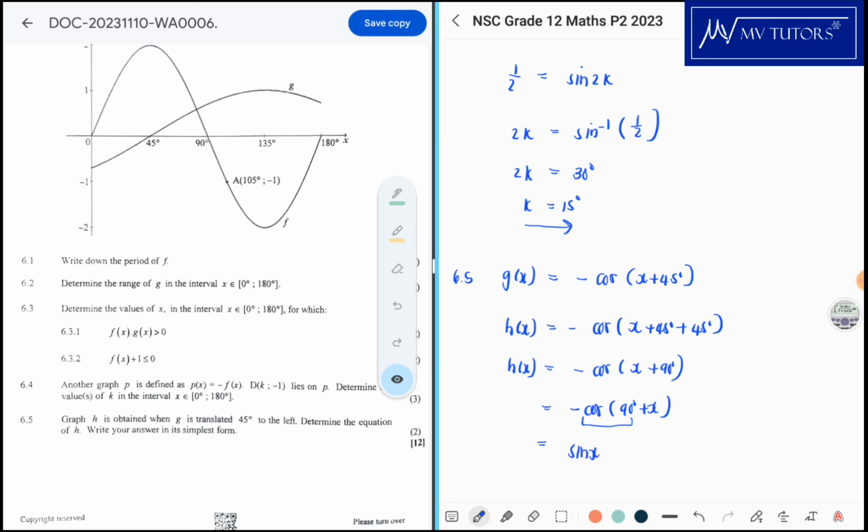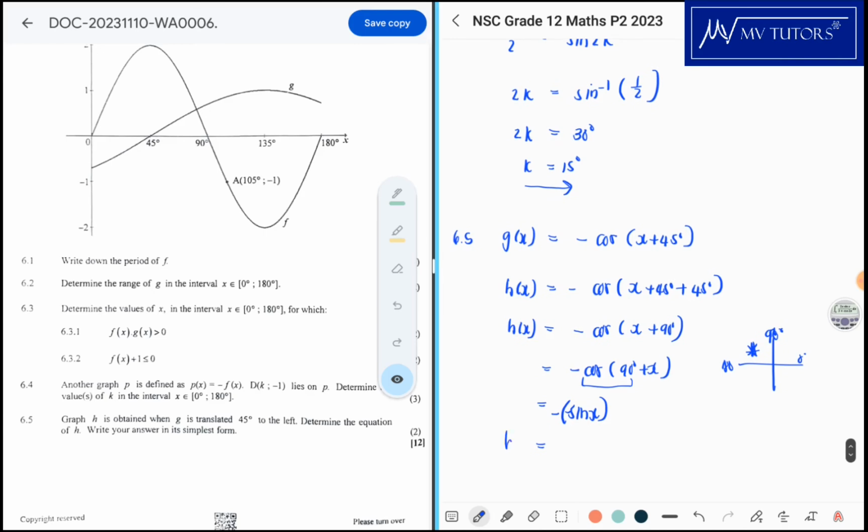And because it's 90 plus x, 90 plus x is in this quadrant over here. And cos in that quadrant is negative. So I have a negative sine x and there's already a negative outside. So in its simplest form, h of x is actually sine x. Okay, and that's it for trigonometric functions.